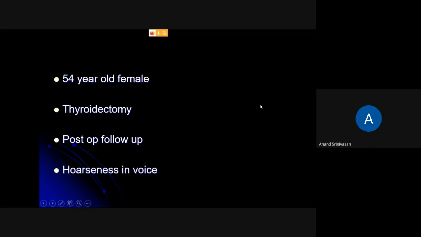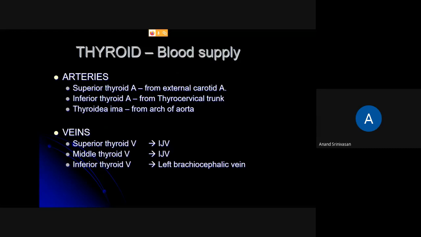Very good. Okay, now let's go to the blood supply of the thyroid gland. The thyroid gland is supplied by three arteries: the superior thyroid artery, the inferior thyroid artery, and the thyroidea ima artery. Usually we won't ask you this, but we will ask, where does the superior thyroid artery arise from? The superior thyroid artery arises from the external carotid artery. The inferior thyroid artery arises from the thyrocervical trunk. The thyroidea ima artery arises from the arch of the aorta.